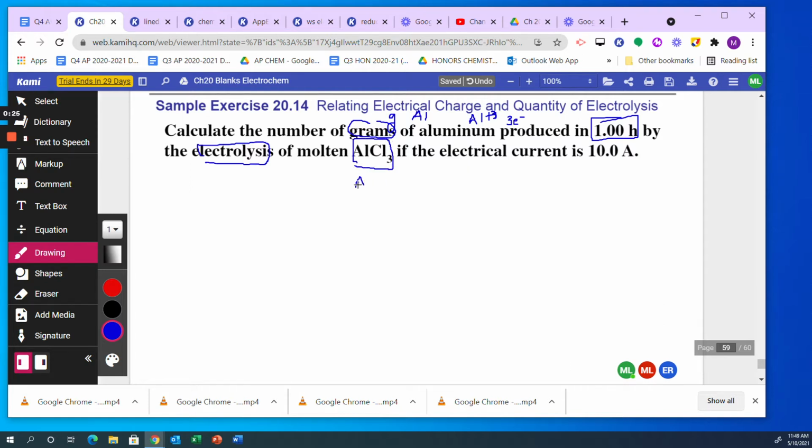So you're taking Al plus 3 and you're giving it 3 electrons to become Al solid. And remember, the goal of electrolysis is to make an active metal. This is the active metal with the electrons still intact and neutral. And the solid is neutral.